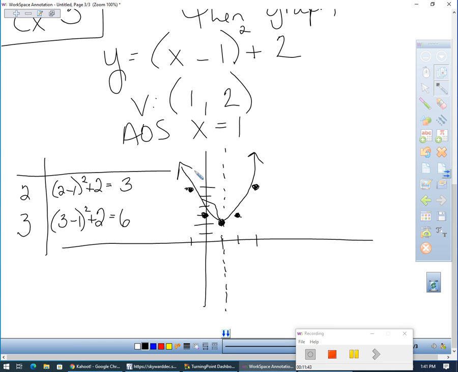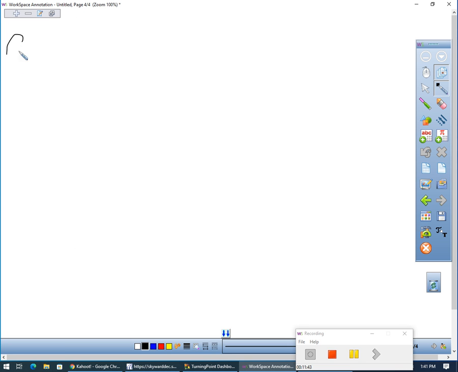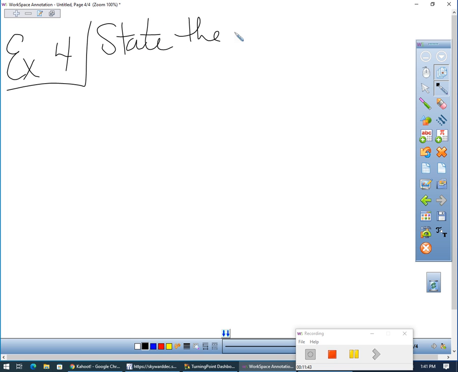Okay, so let me try one more of these. And 2 more examples and I'm done. How's that sound? Okay, so I'm on example number 4. Example 4, same thing. I want you to state the vertex, axis of symmetry, and then graph.